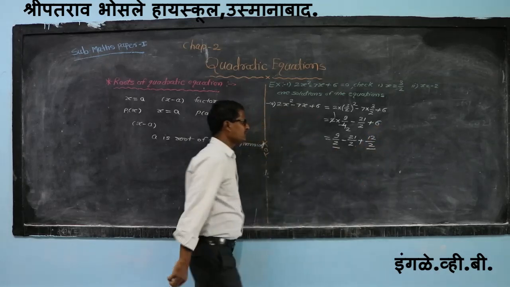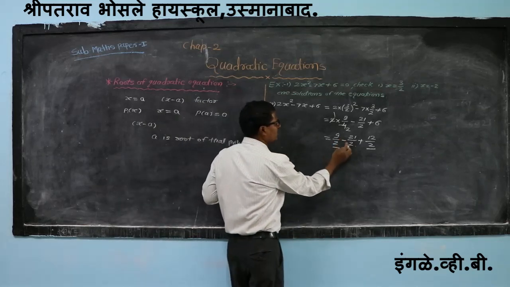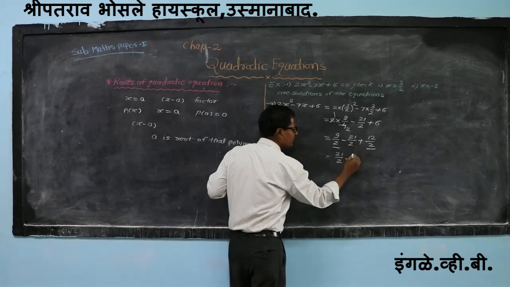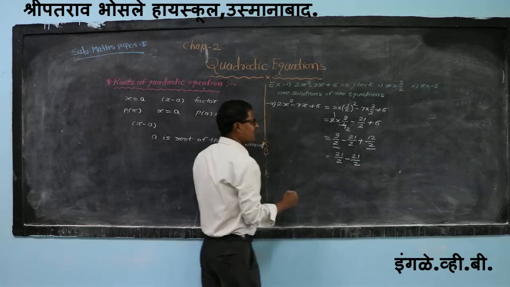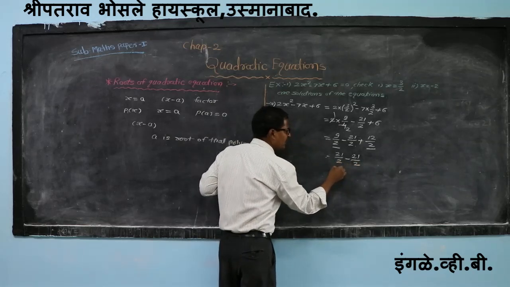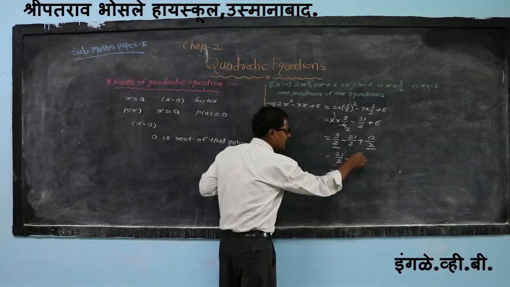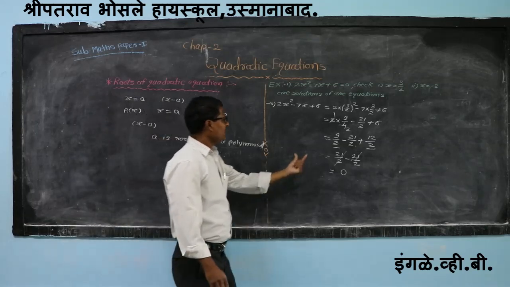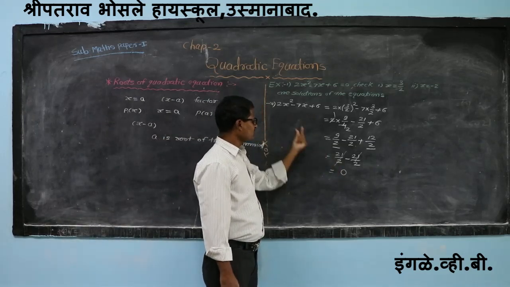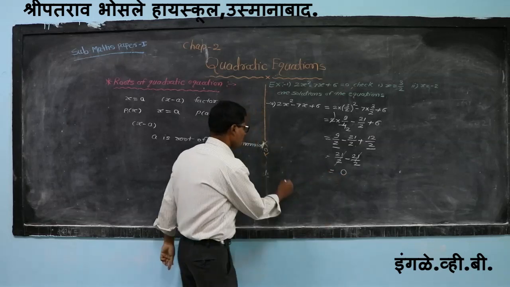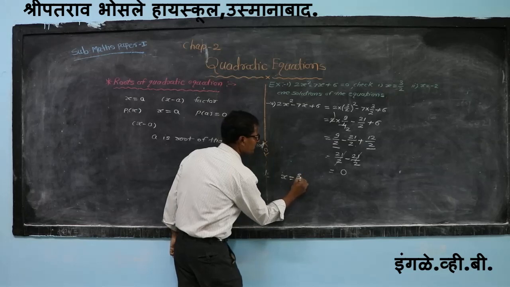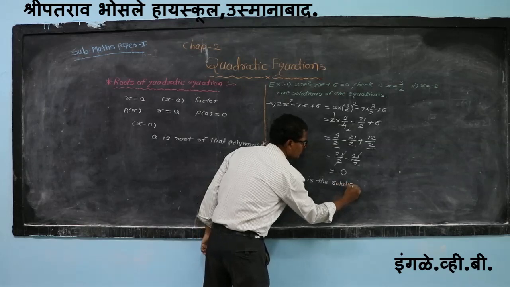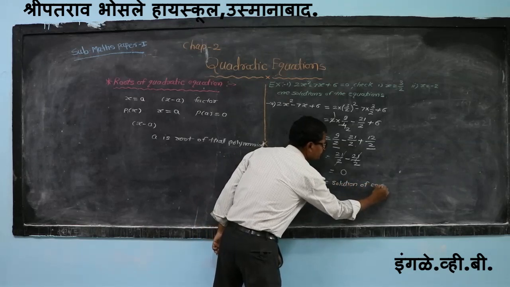Now these have the same denominator. Now take the sum: 9 plus 12 is 21 by 2, minus 21 by 2. 21 by 2 positive, 21 by 2 negative. So its value is 0. So when we put the value of the variable x, we get the value 0. Then we say that x equal to 3 by 2 is a solution of the equation.